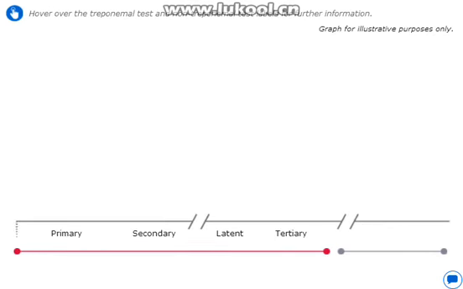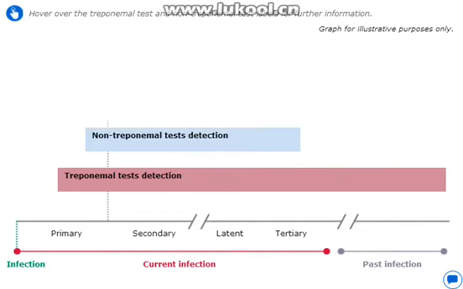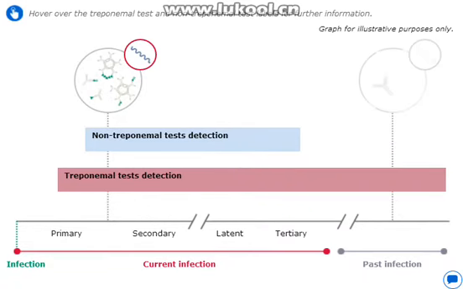Both treponemal and non-treponemal tests are commonly used in the diagnosis of syphilis. Treponemal tests indicate exposure to the T. pallidum pathogen, and non-treponemal tests help to determine if exposure was past or present. Hover over the treponemal test and non-treponemal test labels for further information.